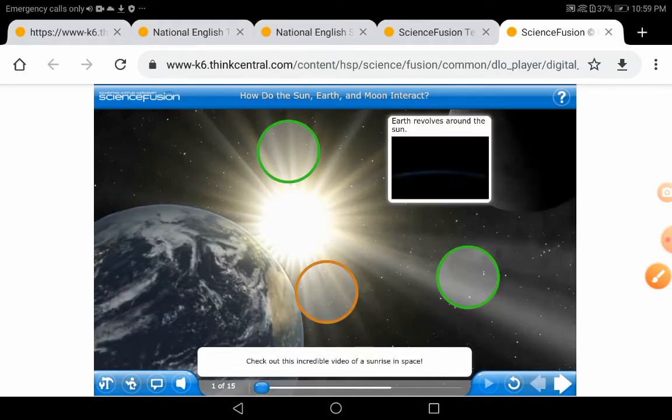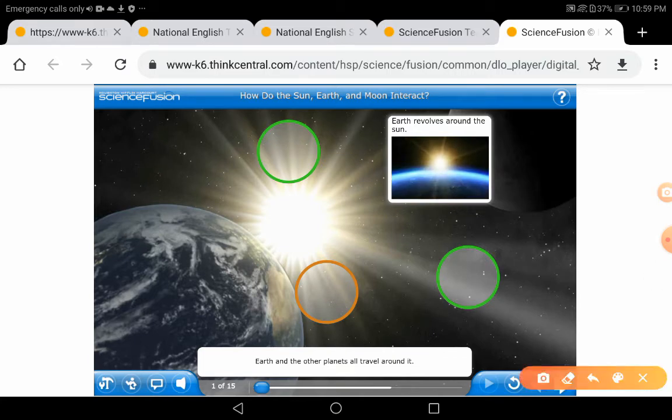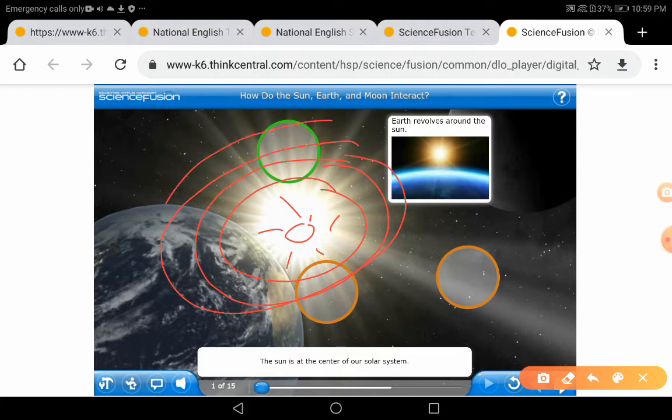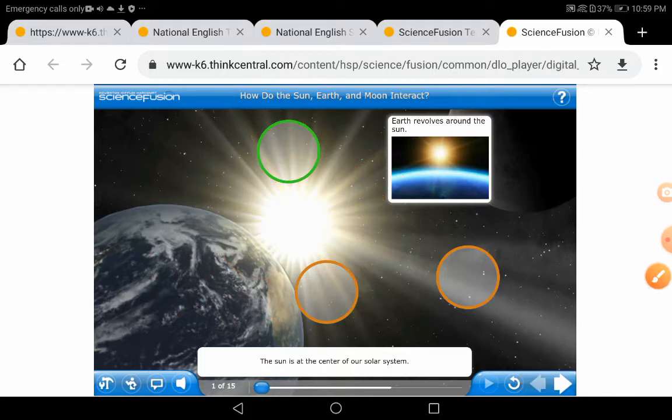Check out this incredible video of a sunrise in space. The sun is at the center of our solar system. Earth and the other planets all travel around it. So as you can see, this is the sun, and other planets, they revolve around the sun. Okay, so it's sun centered.